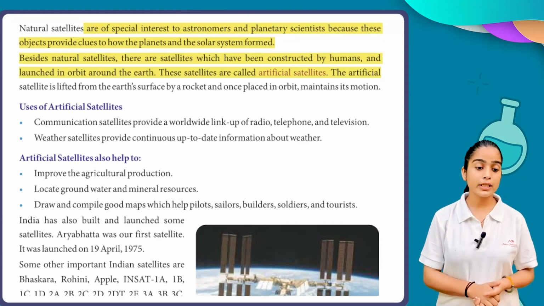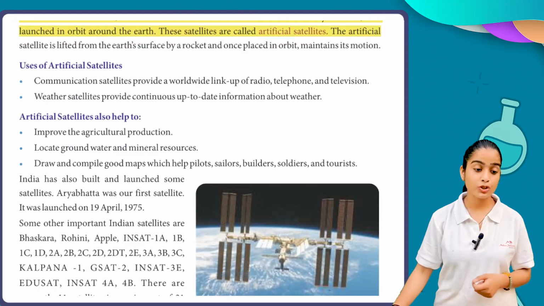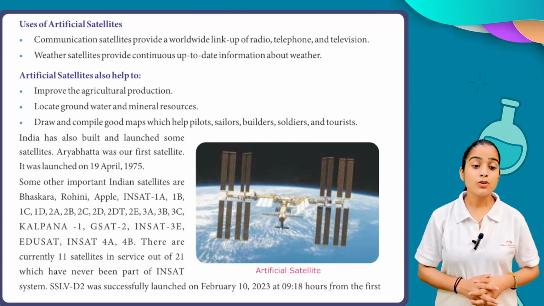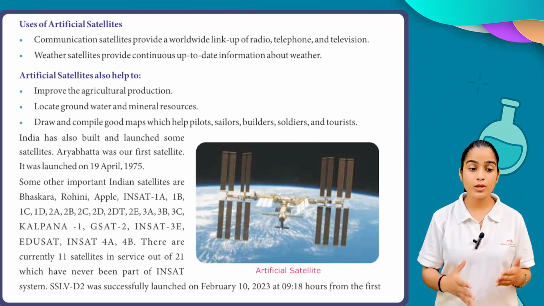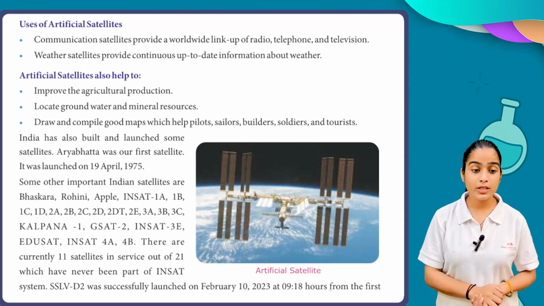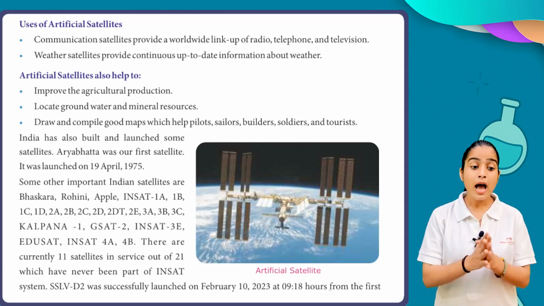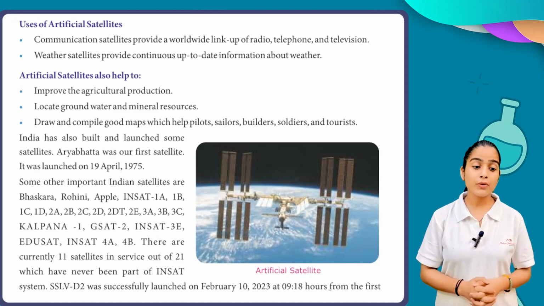Now, artificial satellites also help to improve agriculture production, locate groundwater and mineral resources, and compile good maps which help pilots, sailors, builders, soldiers, and tourists. So with the help of these satellites, we can do a lot of work. For example, we can increase our agriculture production, locate groundwater, and also prepare our maps as well.